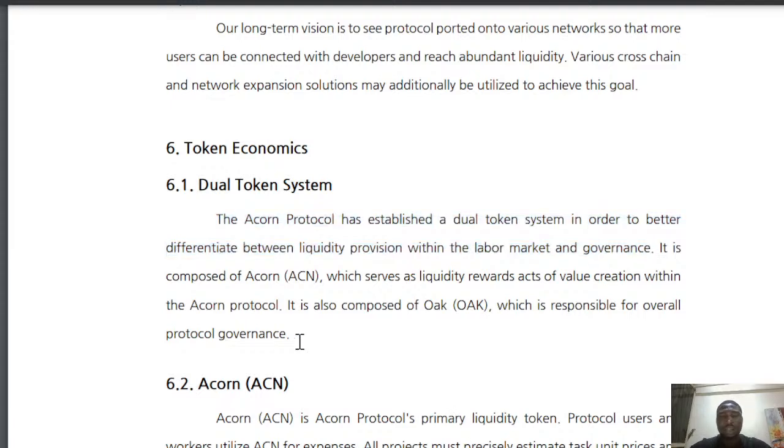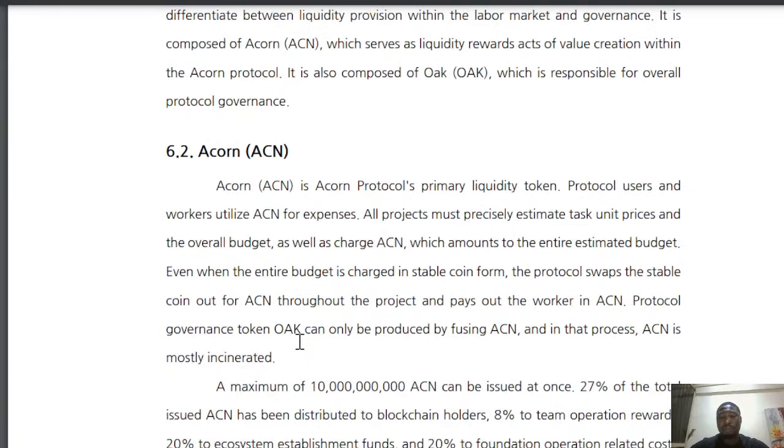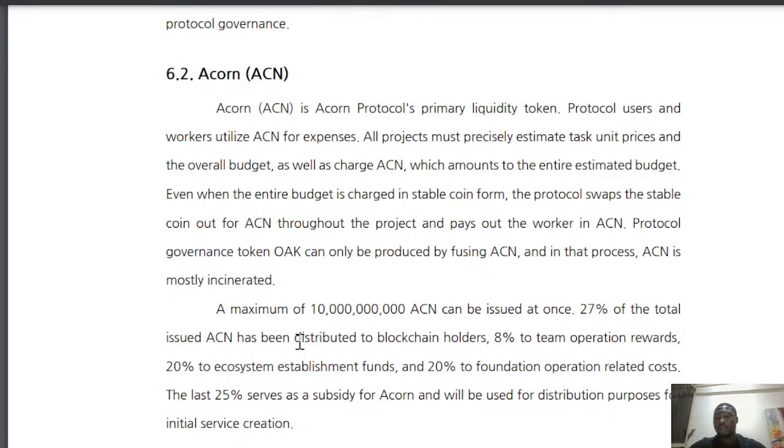So now you can see, they compose a form of Anchor token that serves as liquidity reward for value creation within the Anchor protocol, and also a token which is responsible for overall protocol governance when looking at the market. All these points are very, very important that we need to take note of when looking at the market, what the market is saying, and how we can go about it.